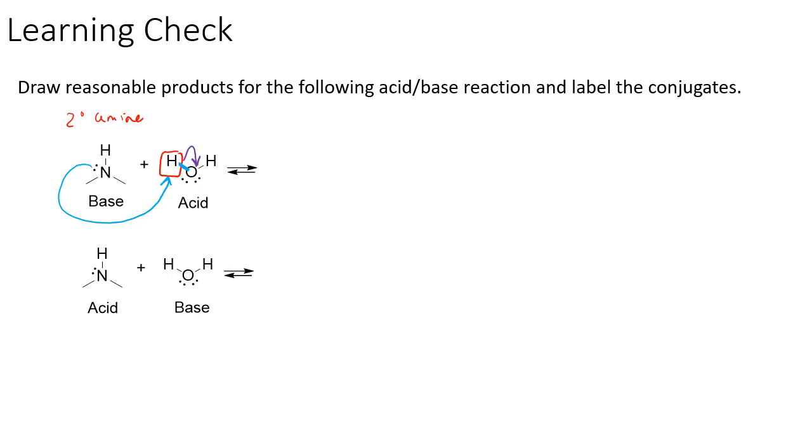Our products then are going to be, we're going to have our nitrogen with our two methyl groups, and now we have another hydrogen on there, the one that we took from the water. Our nitrogen is going to have a positive 1 formal charge now. Our other product is going to be OH.